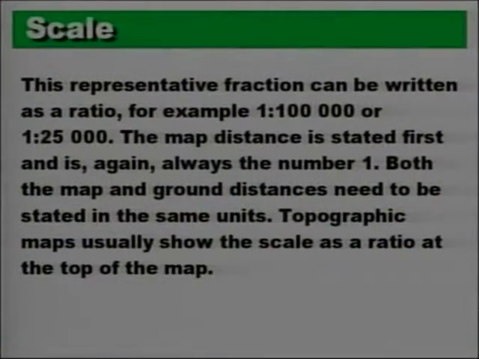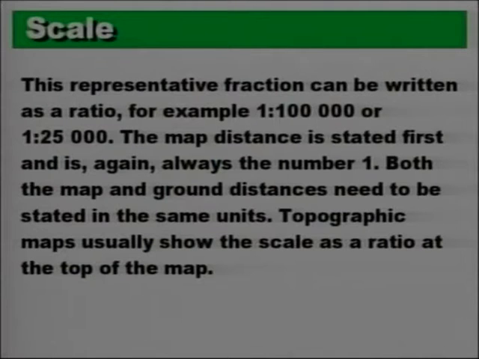Both the map and the ground distances need to be stated. This is important: they need to be stated in the same units. And topographic maps usually show the scale as a ratio at the top of the map. So you get a map, you open the map, and then you will see at the top somewhere it will give you a scale, whether it be in statement form, a representative fraction, or a ratio. Okay, we'll look at how we can interpret those when we do some activities.